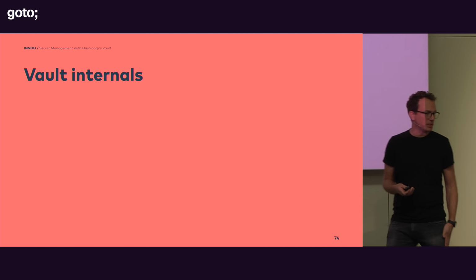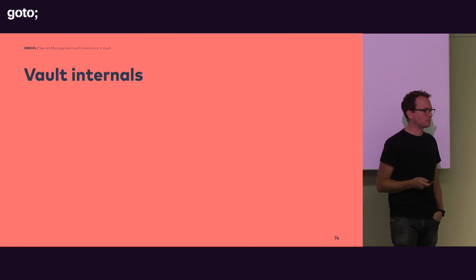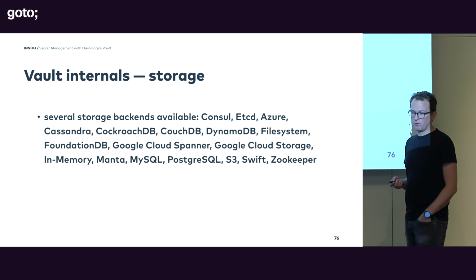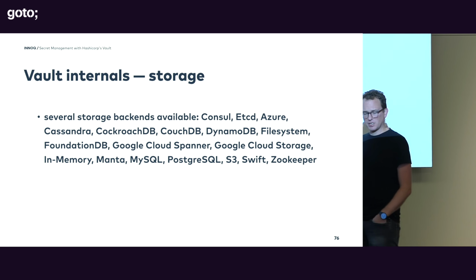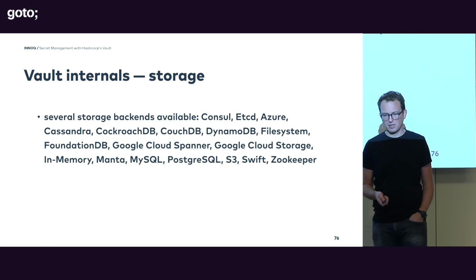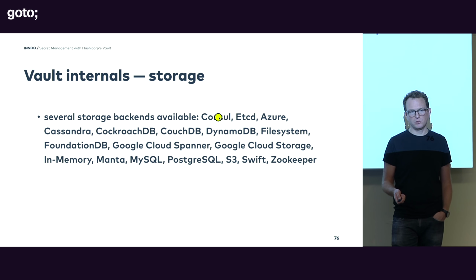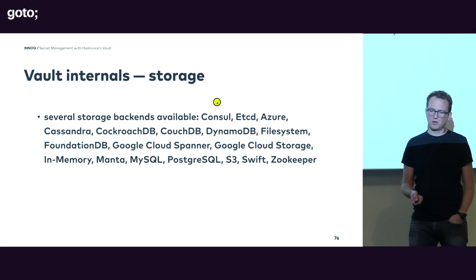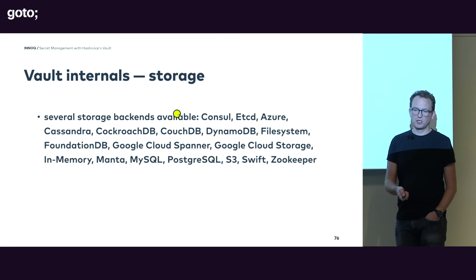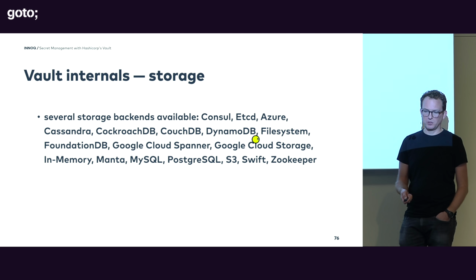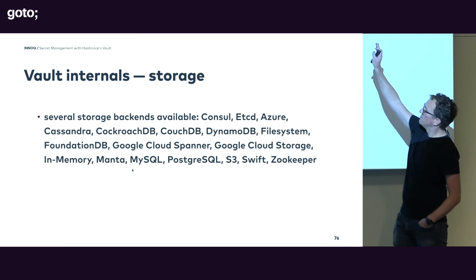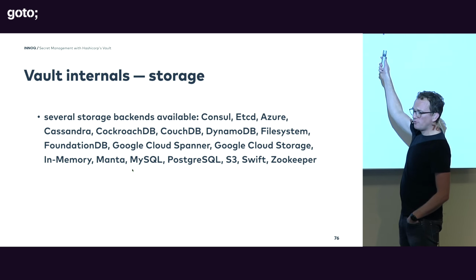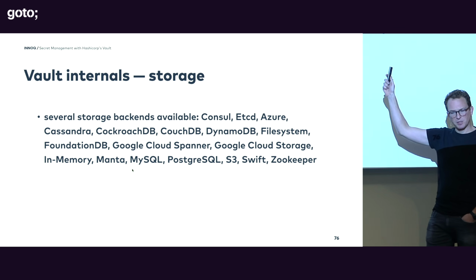So, some interesting internals of Vault. The storage. Vault doesn't bring its own storage engine. It can use several storage engines. The most common ones are Consul and etcd. In the Kubernetes world, a lot of people use etcd. Consul is from HashiCorp as well, so that's very well supported too. But there are a lot of other options. Just be careful, not every option supports high availability mode from Vault.